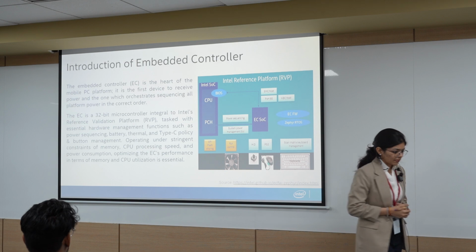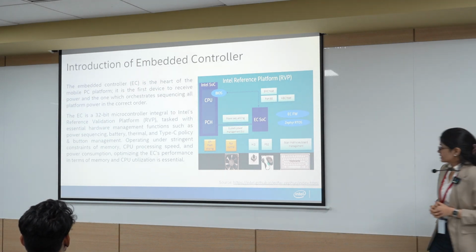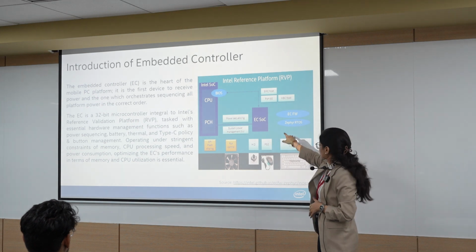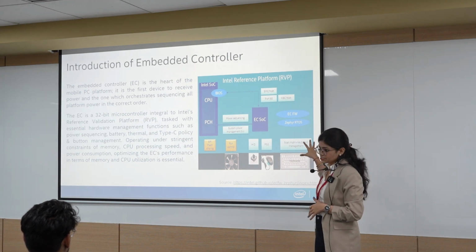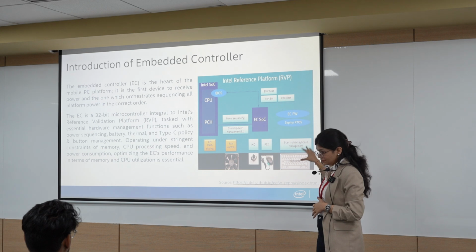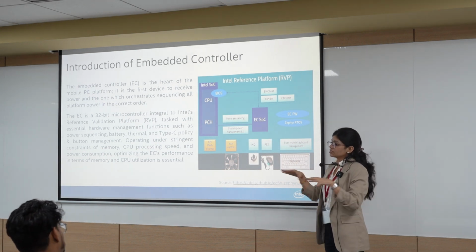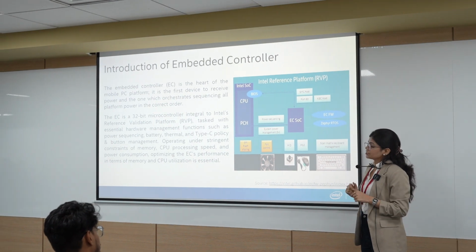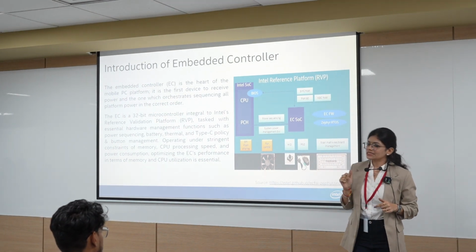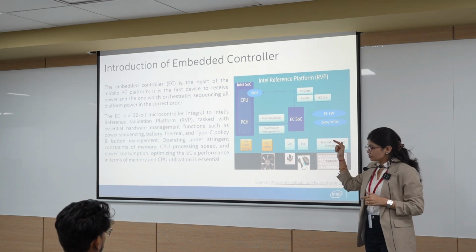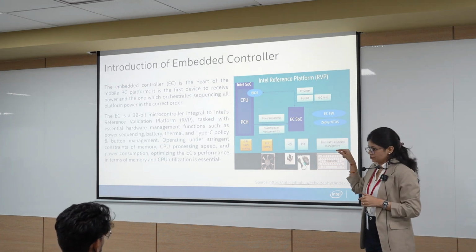Next slide. Okay, as you see in the diagram, there is an Intel RVP, the Intel reference validation platform. We call it RVP. Here we see that the EC chip is on top of the motherboard, which talks to the CPU through the PCH via the eSPI interface. So it's not communicating directly with the CPU, but through the PCH.